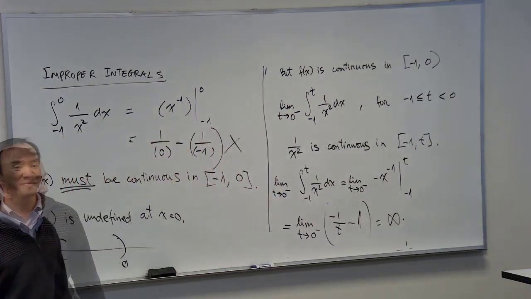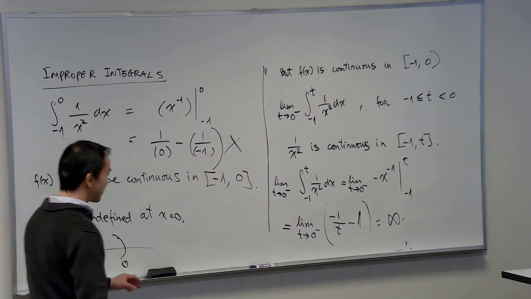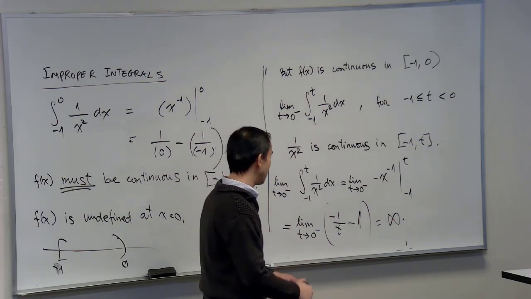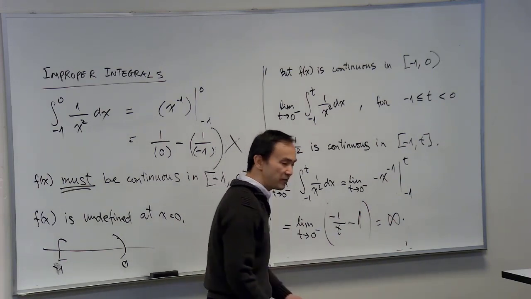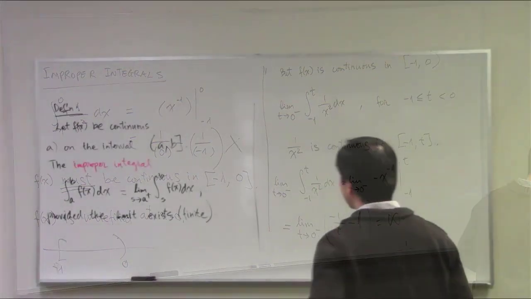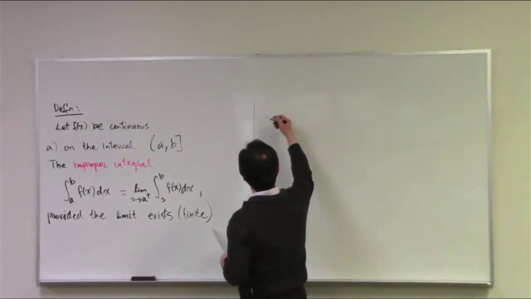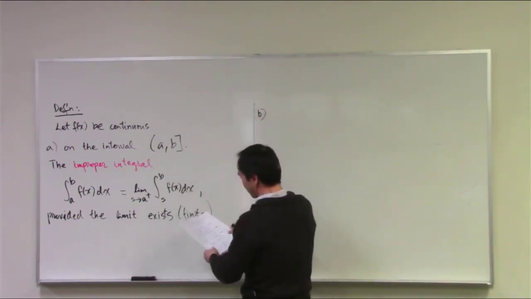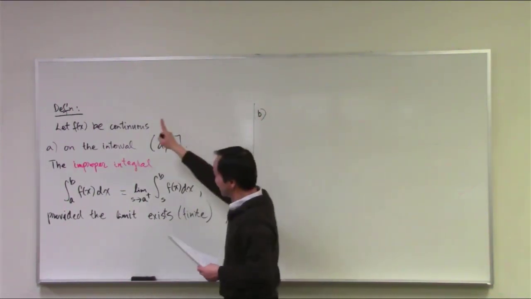In some other problems, this limit may turn into a convergent value as well. But from that, we come up with another definition of how we define this kind of interval. I'm going to call that part B of this definition, and I'm going to continue with that.